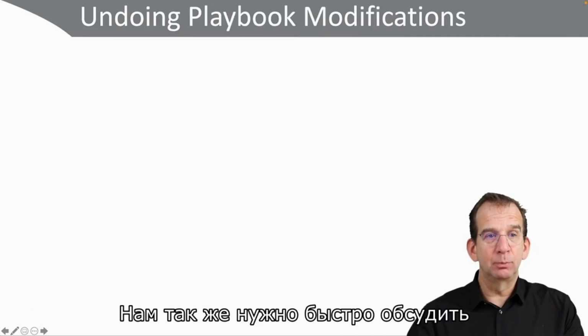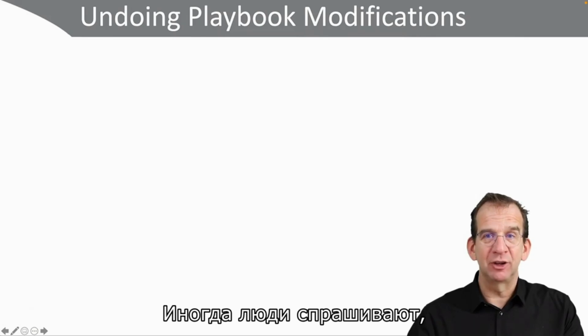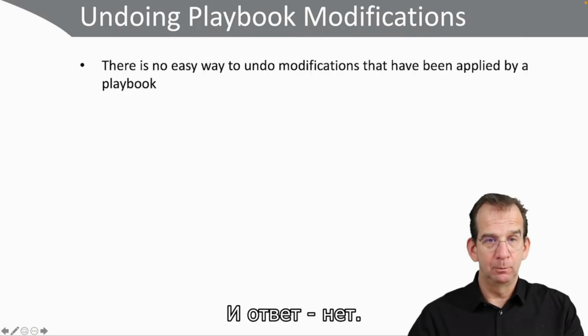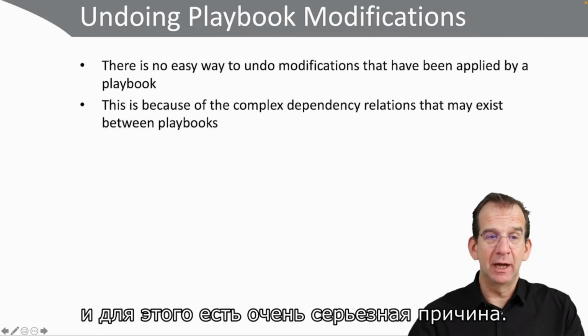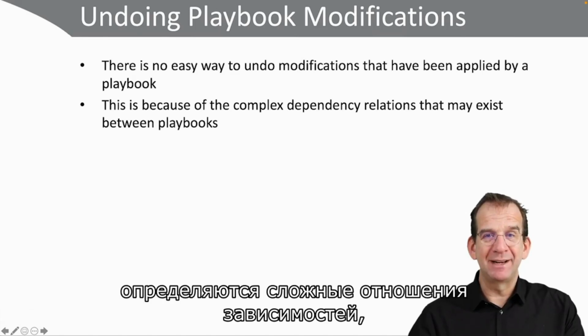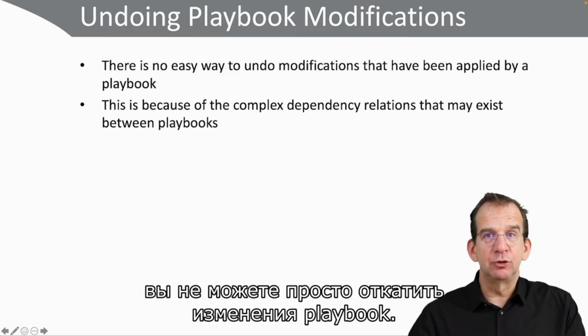We also need to talk briefly about undoing playbook modifications. Sometimes people are asking, hey, can we easily undo what the playbook has done? Well, the answer is no. And there's a very good reason for it. The reason is that in a playbook, complex dependency relations are defined. And because of the complex dependency relations, you cannot just undo a playbook.